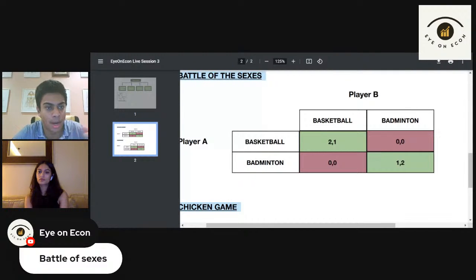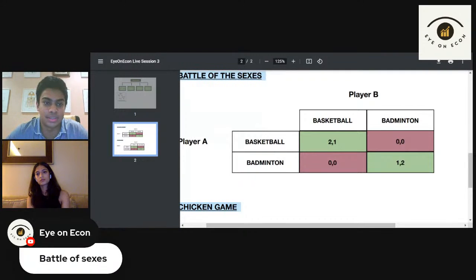If you remember from our previous sessions, the first number here refers to the row player, who is player A, who is the man in this case. So he gets the highest payoff when they play basketball and when his partner, player B, also plays basketball with them. Conversely, player B, his partner, would love it for both of them to play badminton, because if you look at that fourth box highlighted in green across the diagonal, she gets the highest payoff when they both play badminton because she gets 2 and the partner gets 1.